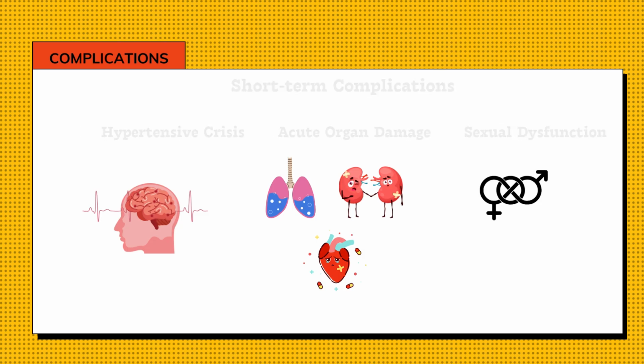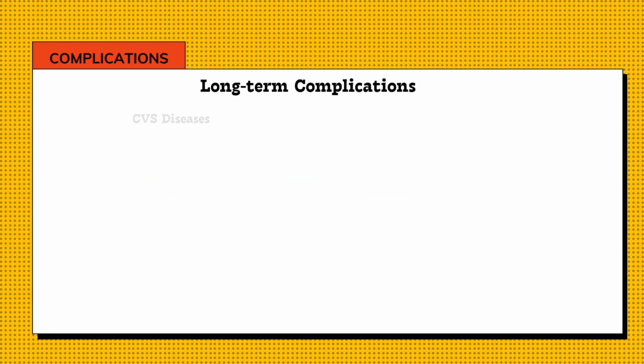Long-term complications. Cardiovascular diseases. Heart attack and heart failure. High blood pressure can cause the arteries to harden and thicken, leading to a heart attack or heart failure. Stroke. Hypertension can cause strokes by blocking or bursting the arteries that supply blood and oxygen to the brain.